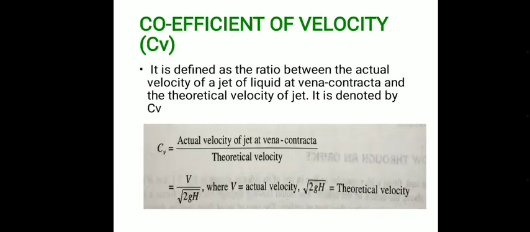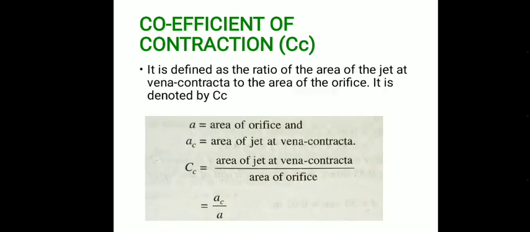Coefficient of velocity is nothing but the ratio between the actual velocity of the jet at vena contracta and the theoretical velocity of the jet. Theoretical velocity is taken as root 2gh, where h is the head. Coefficient of contraction is the ratio of area of the jet at vena contracta to the area of the orifice.